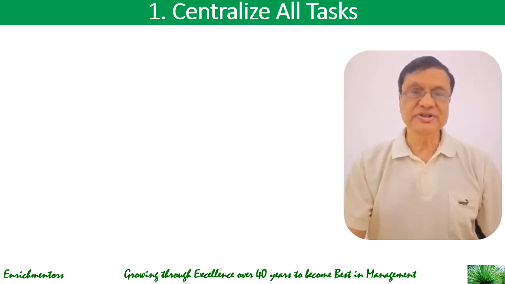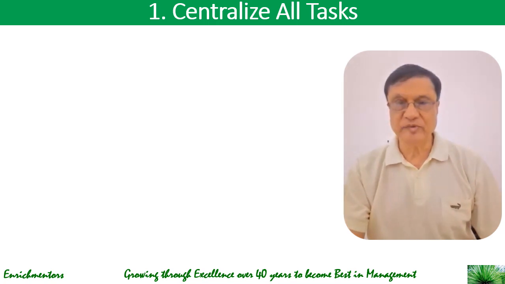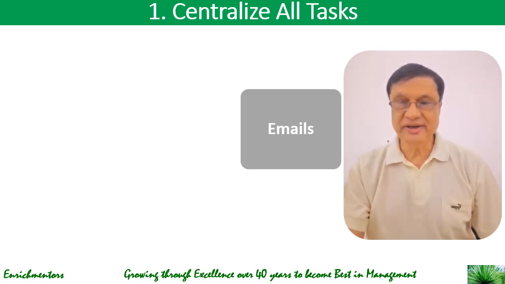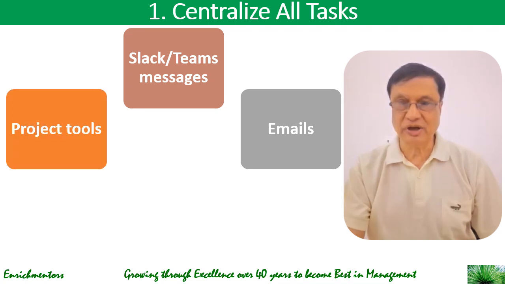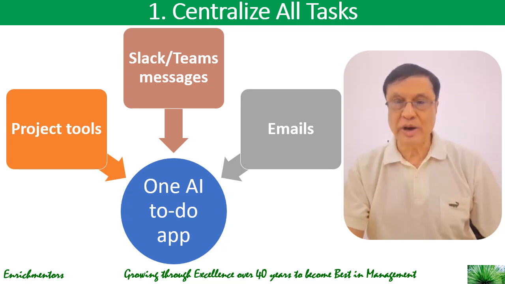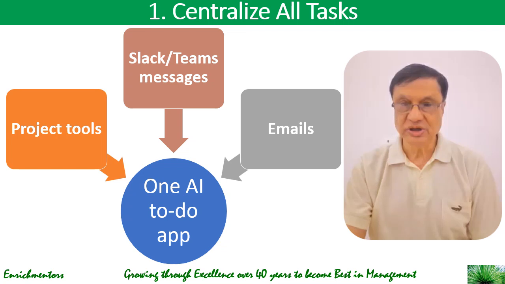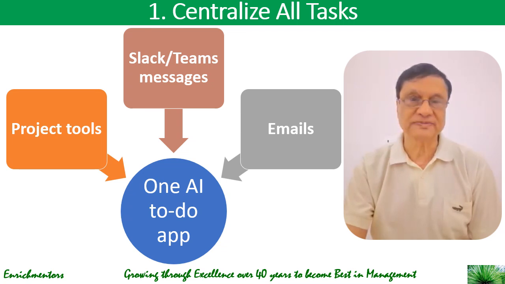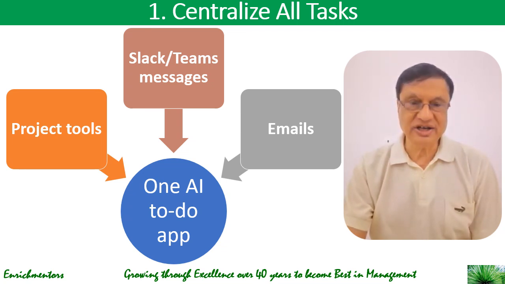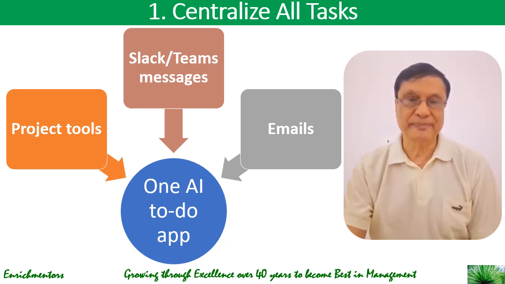So, the first thing you need to do is to centralize all tasks, right? You need to connect all your emails, Slack and team messages, and project tools like Asana, Trello, and Jira into one AI to-do app. And this could be Todoist with AI, Motion, Notion AI, Akiflow, etc. Once you do that, nothing will slip through the cracks, and AI will collect and organize everything in one smart inbox, right? So centralize all tasks into one AI to-do list app.